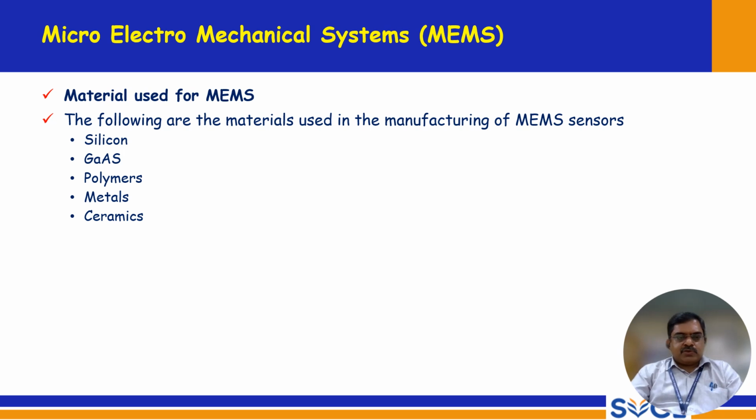Materials used for MEMS: the following materials are used in manufacturing of MEMS sensors. One is silicon, then gallium arsenide, polymers, metals, and ceramics. So these are the basic materials. Apart from this, we have other materials also, but these are the important materials.